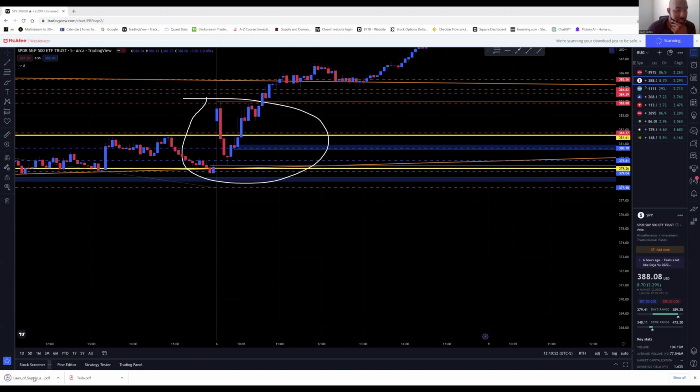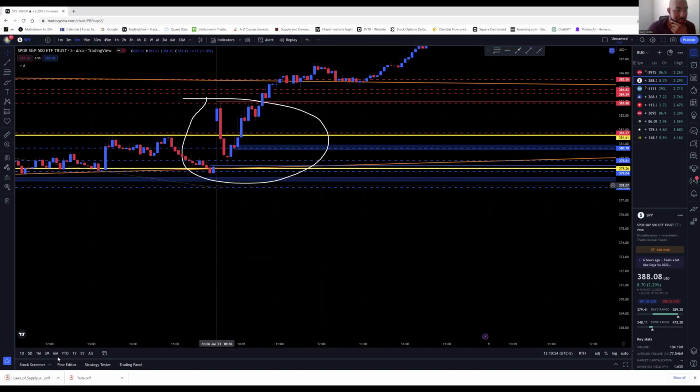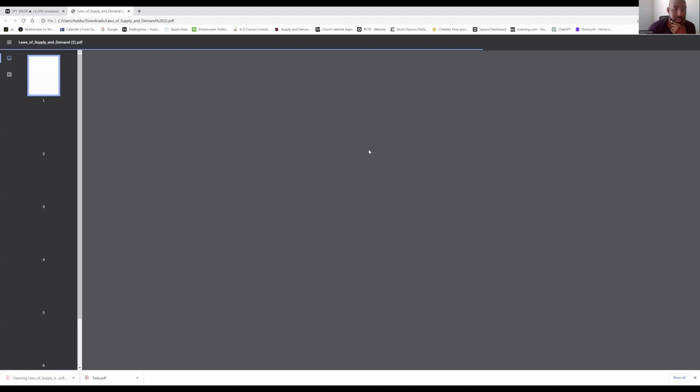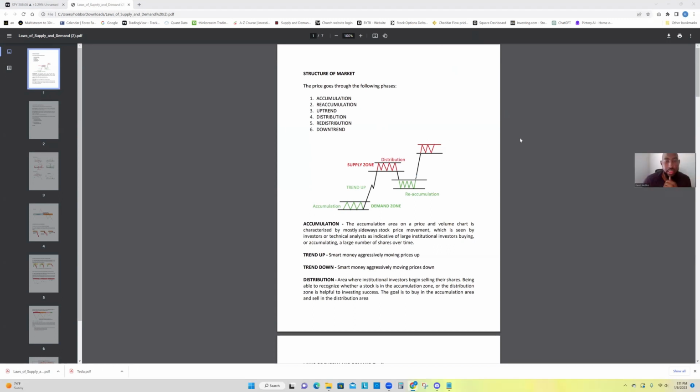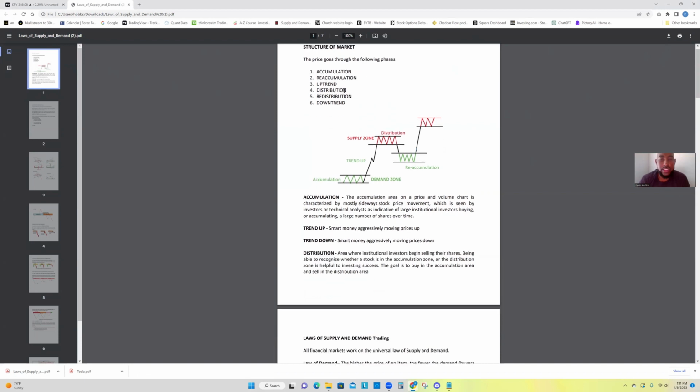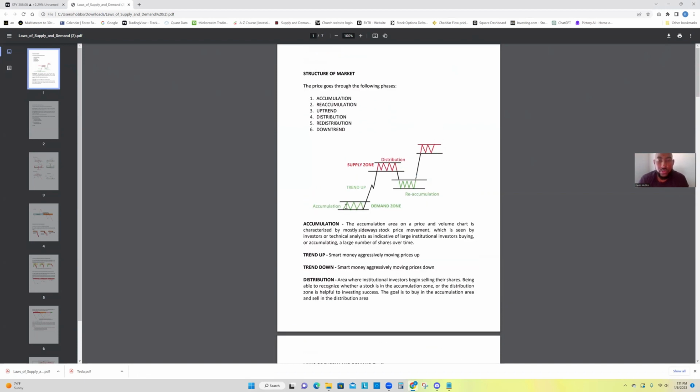All right, so just real quick, I wanted to show this because it has a lot in it. Let me share this. In terms of what we see here, can you guys see that? Yeah, I can see it. All right. So essentially, this is what we look for in terms of supply and demand.